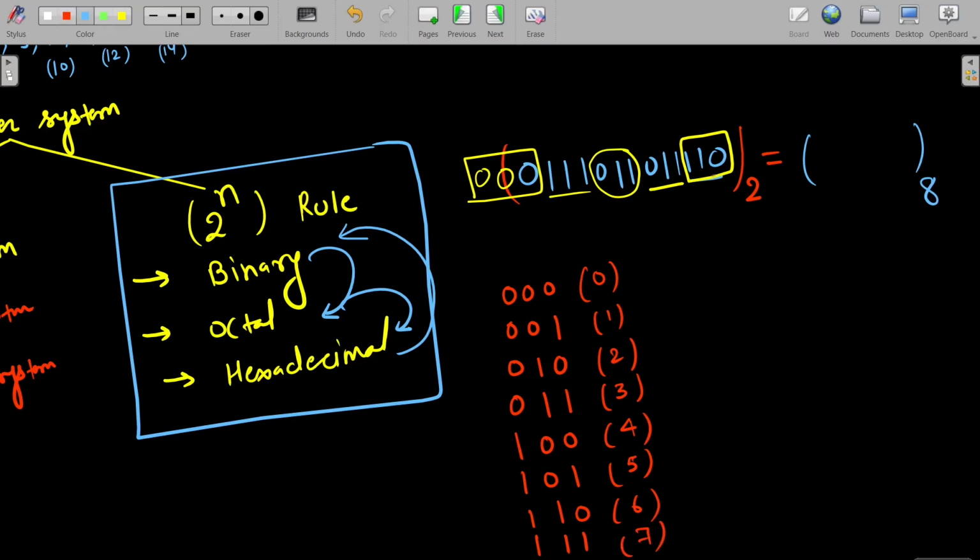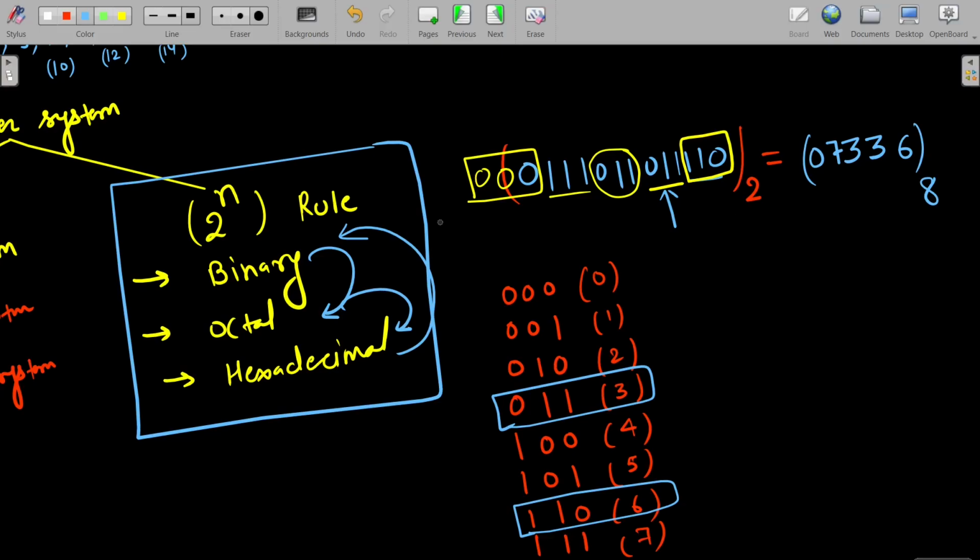Now we can simply write. See, 1 1 0 corresponds to 6, so we should write 6. The next is 0 1 1, this one, that should be 3. Next, 0 1 1 again, it should be 3. Next, 1 1 1, that is 7. And the last one is 0. So this is the octal equivalent of this binary number.